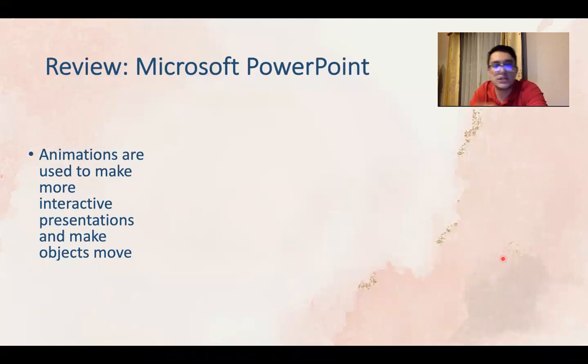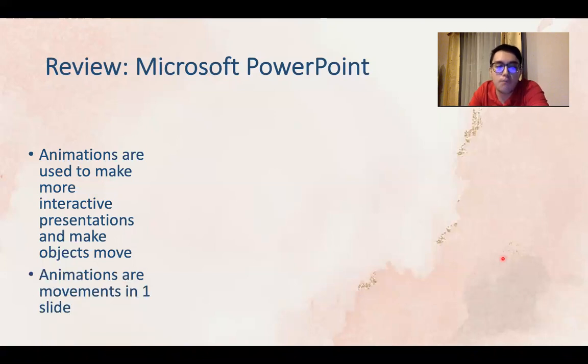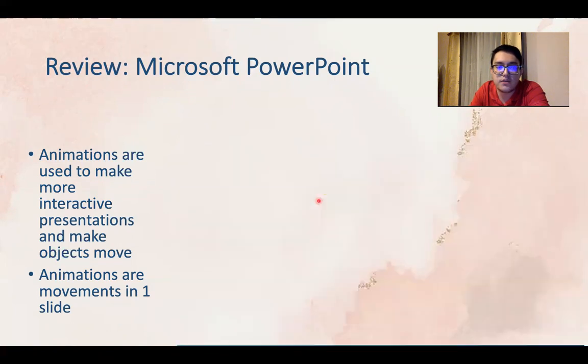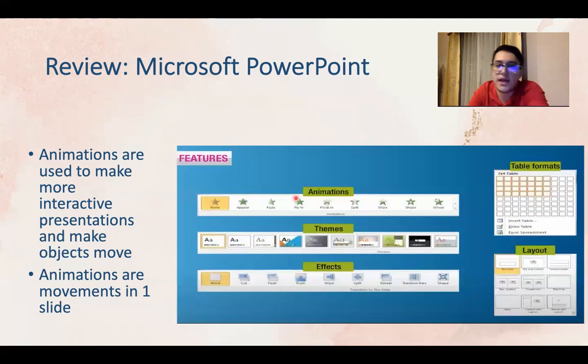Next, we have animations, which are used to make more interactive presentations and make objects move. Animations are movements in one slide, the same slide that you are working on. So this is the animation area, where you can choose many different animations. I'm using the fly in animation for this effect, which flies in the picture like this. So this is called an animation.